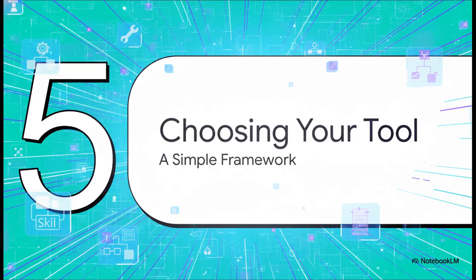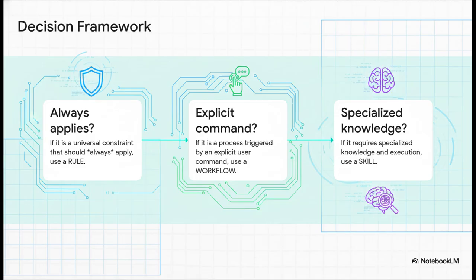So, the million-dollar question. Which tools should you use for whatever problem you're trying to solve? Let's walk through a super simple framework to make that decision a piece of cake. Just start here. First, ask yourself, is this a principle that should always, no exceptions, be followed? If the answer is yes, that's a rule. Easy. If not, ask the next question. Is this something a person will deliberately ask for with a command? If yes, you want a workflow. And if it's neither of those, but it's some deep, specialized knowledge that the agent should pull in when needed, that, my friends, is a perfect job for a skill.